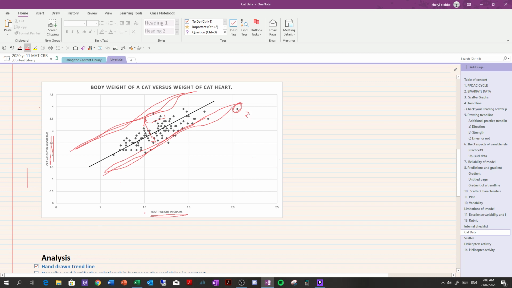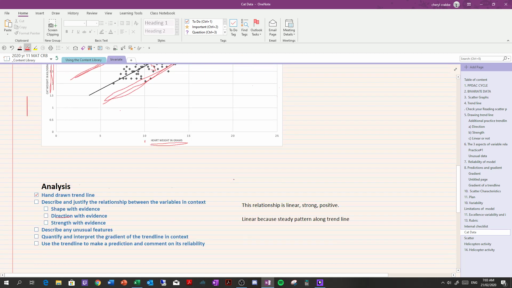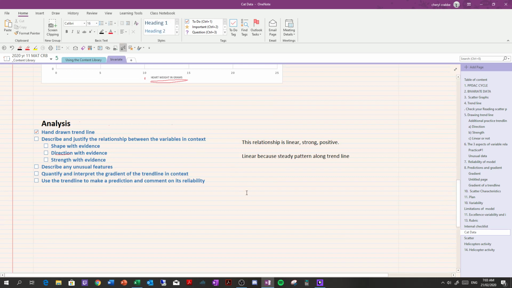So 21 and 3.8. We know it to be about 20.5, but that's okay. Just name it. And why is that unusual? Well, if you take a look, there's other cats with similar body weights, somewhere around 3.8, 4, but they don't have nearly as big a heart, not even close. So the reason that this cat is very unusual is that for its body weight, it has a very large heart.